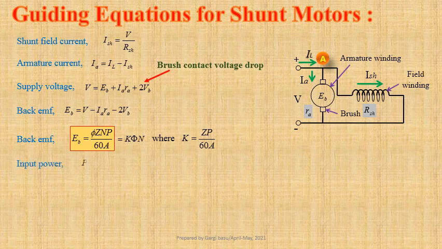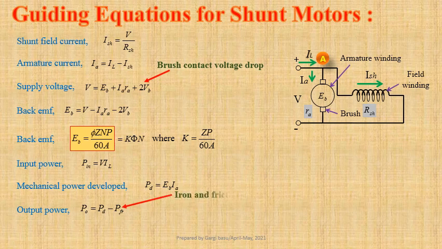Input power P in equals V into IL. Mechanical power developed in the armature PD equals EB into IA. Output power or shaft power PO equals PD minus PFR, where PFR is the iron and friction losses, or PO equals P in minus PT, where PT is the total losses.